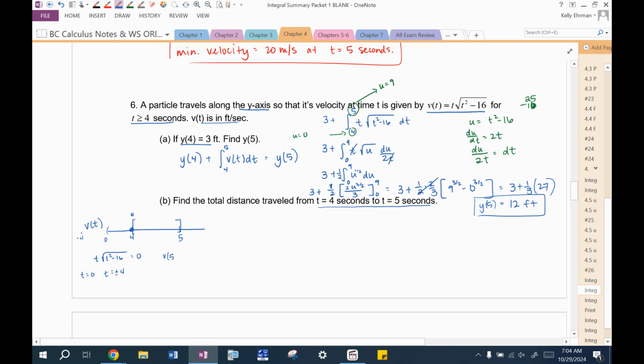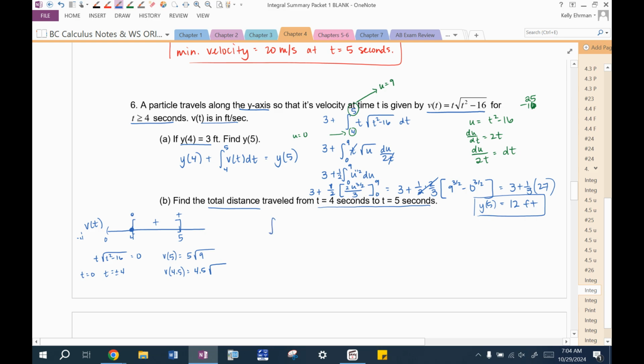So then what about the rest of this? What would v of 5 be? Is this positive or negative here? v of 5 gives me 5 times the square root of 25 minus 16. So that's a positive value. And anything in between is going to be positive, right? Say I pick 4.5. You're going to get 4.5 on the outside, and a square root is always positive if we're taking square roots of real numbers. So positive in between. So actually, total distance traveled is no different than my original integral.